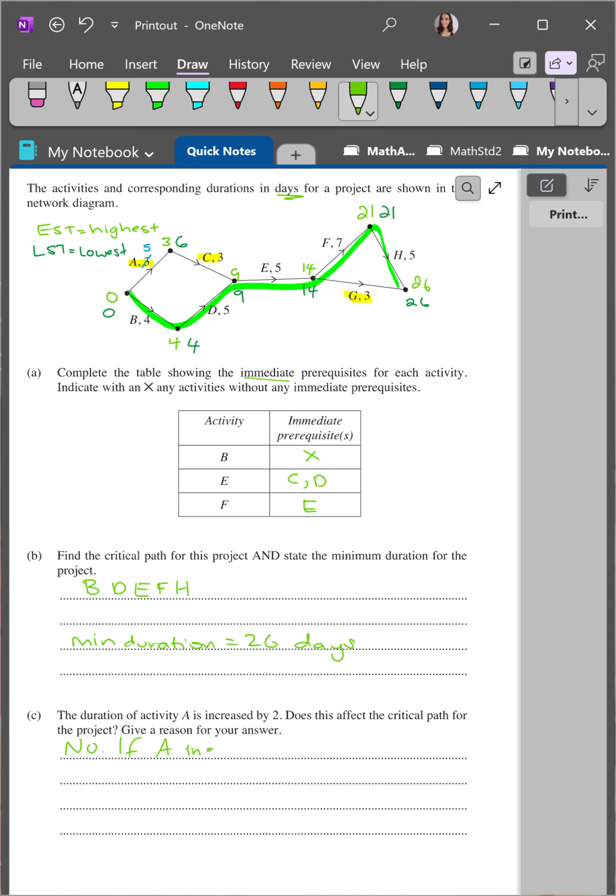If A increases to 5, the EST at E remains as 9. Since the path BD on the critical path is higher than the new AC path at 8.